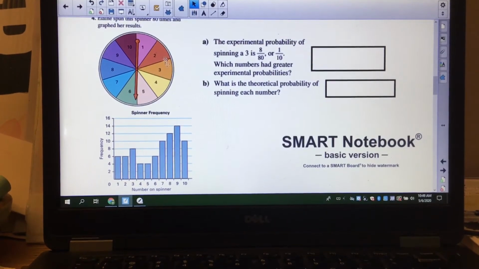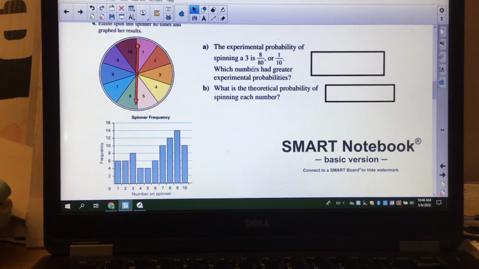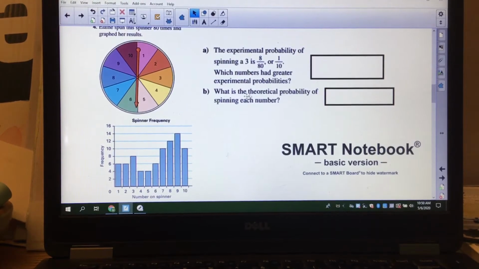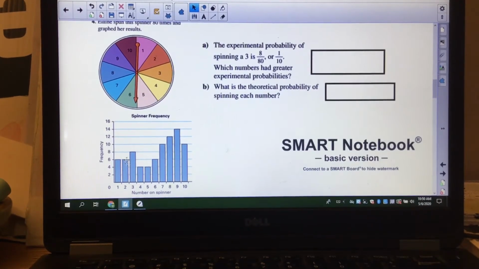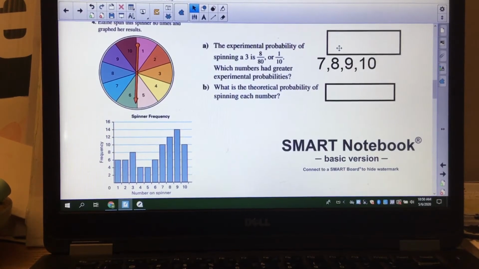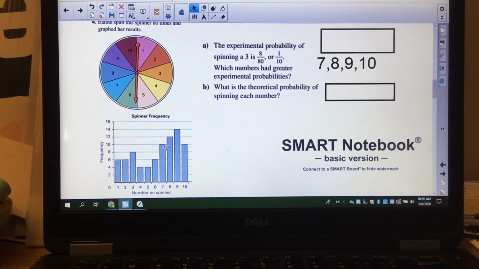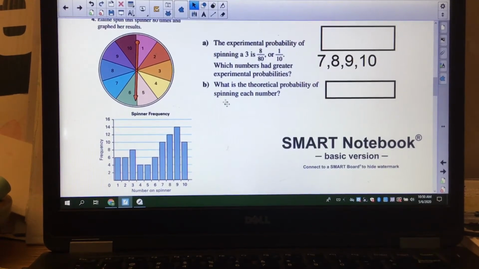Look at how much work I did before I even read the question. A, the probability of spinning a 3 is 8 out of 80, or 1 out of 10. Which numbers had greater experimental probabilities? Remember, not theoretical, experimental. As soon as we've done an experiment, as soon as we've spun the spinner, it's experimental. You probably figured out the numbers bigger than 3 were 7, 8, 9, and 10.